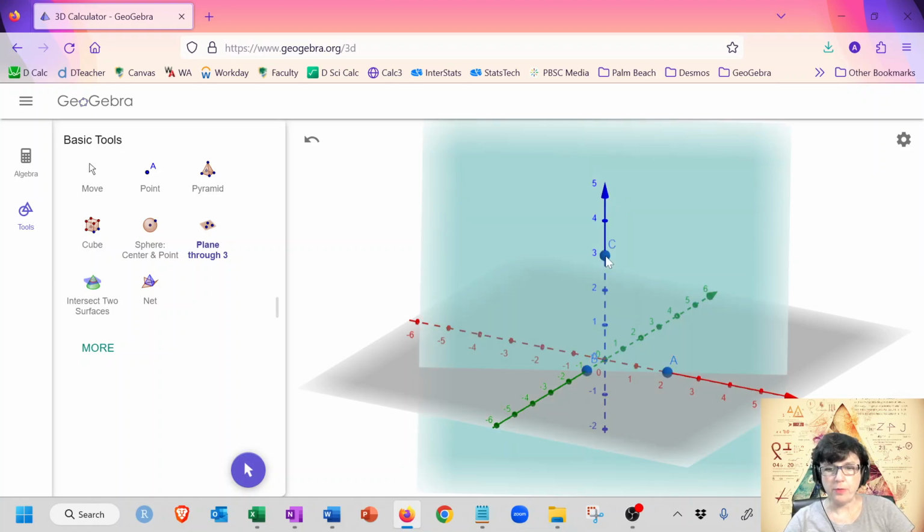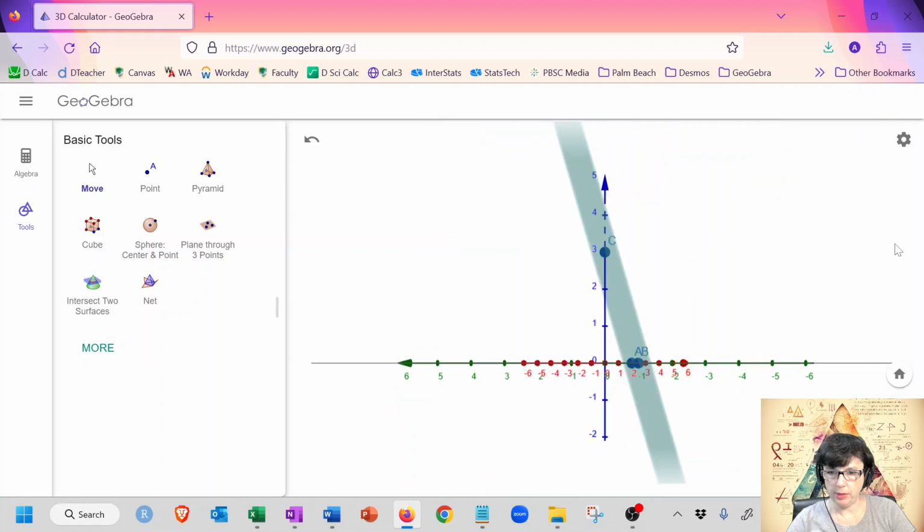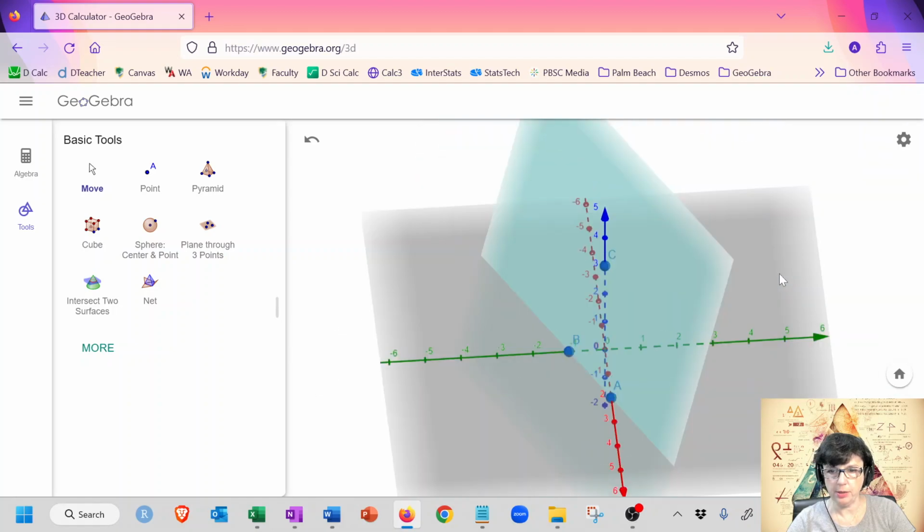Now, if I want to actually move it around, look at it from different viewpoints, I can select this tool right here. It's called Move, right? So that the plane through the 3 points is now deselected. And now you can mess with it. Now you can rotate it. You can look at it at different angles and so on.